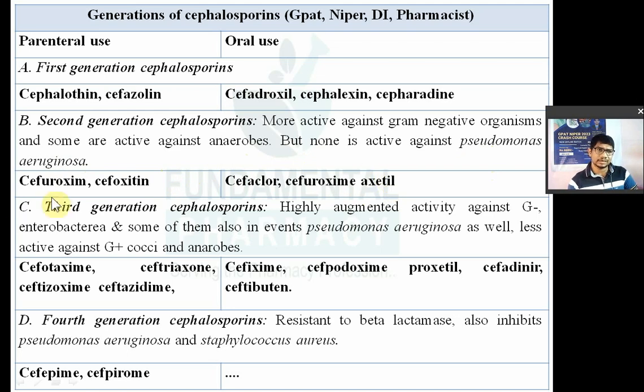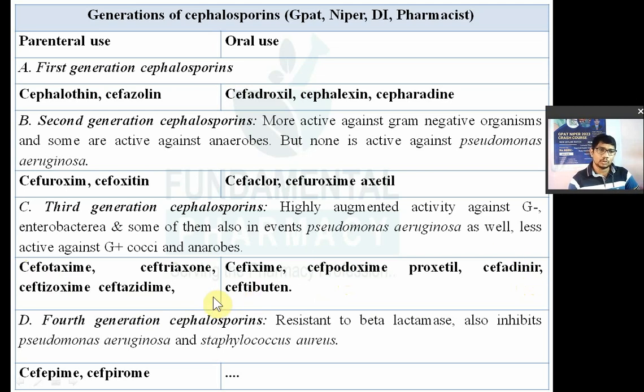Third generation cephalosporins में क्या आता है? They are highly active against the gram-negative enterobacteria and some pseudomonas as well, also gram-negative cocci and bacilli. Parenteral third generation cephalosporins are cefotaxime, ceftriaxone, ceftizoxime and ceftazidime. Oral third generation cephalosporins: cefixime, cefpodoxime, cefdinir, and ceftibuten.